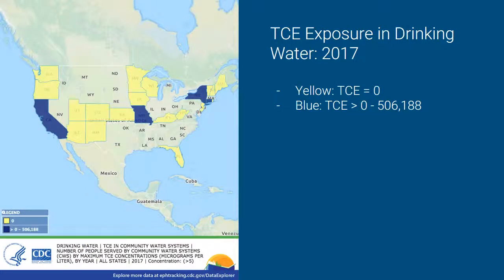TCE exposure in drinking water in the year 2017, and this shows the number of people in the community exposed to the water with maximum TCE concentrations. If you compare the two maps, you can see where there were more states affected by TCE exposure in 2007 than there were in 2017. The state of Pennsylvania, for example, went from a large amount of population exposure in the year 2007 to below 0 in the year 2017. Another state that decreased exposure was Louisiana.